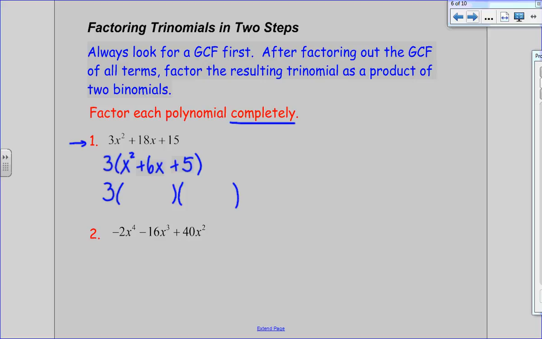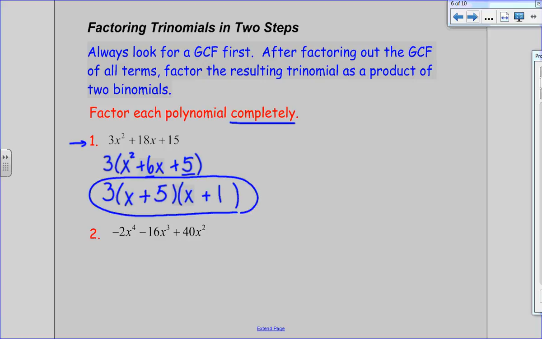We keep our 3 out in front because that doesn't go away. And we know that x times x gives us our x squared in the trinomial. And now we look at our 5 and our 6, and we think, what would multiply to give us a 5, but add to give us a 6? And we know that the only combination would be a positive 5 and a positive 1.